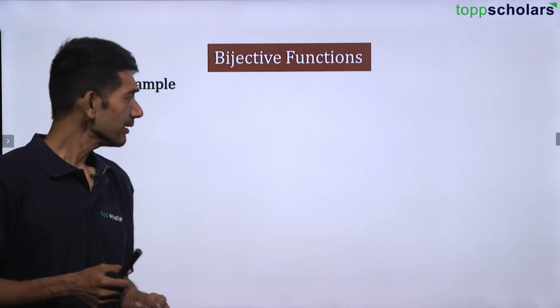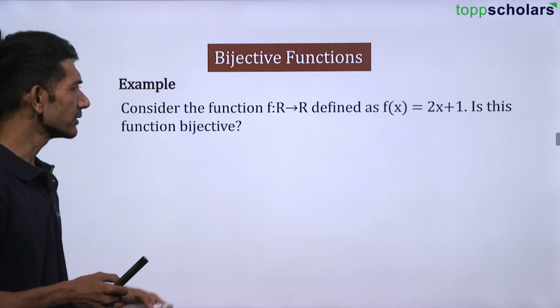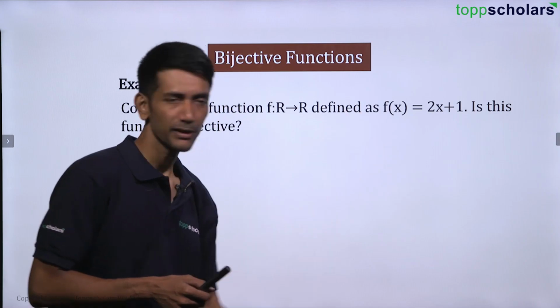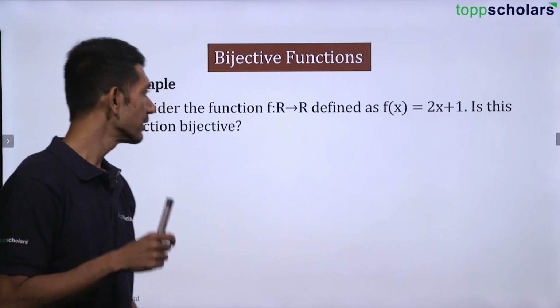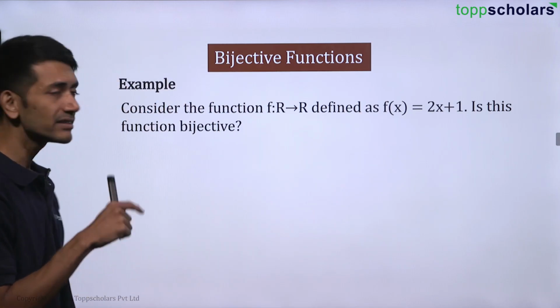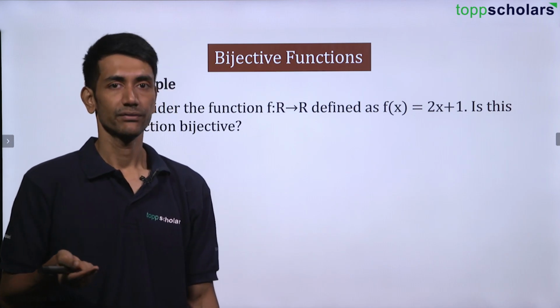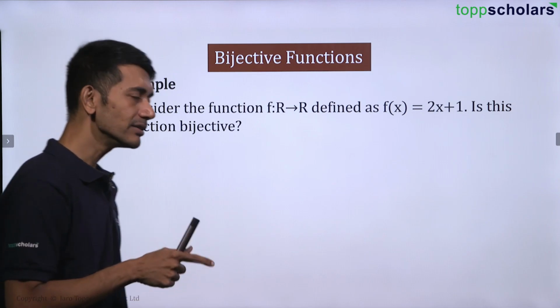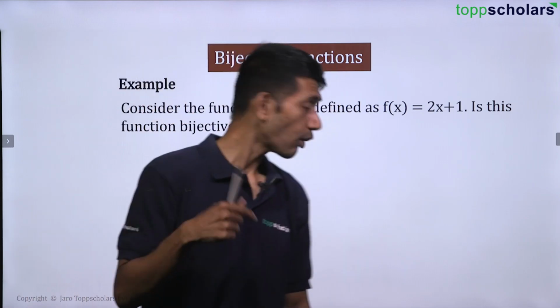So here is an example. Consider the function f from R to R defined as f of x is equal to 2x plus 1. The function is given to us. We are supposed to check, is this function bijective? Okay, so what is the condition? We'll check whether the function is one-one also and onto also.